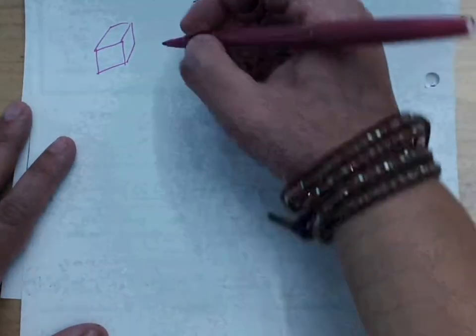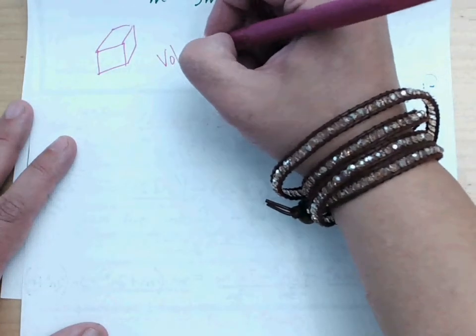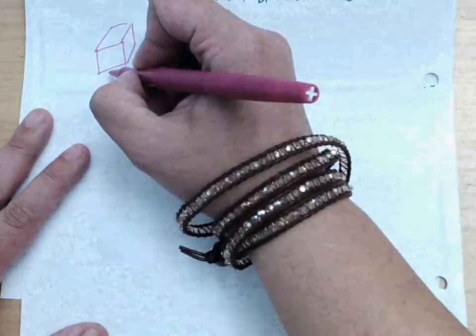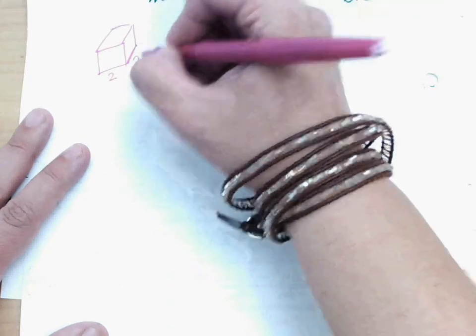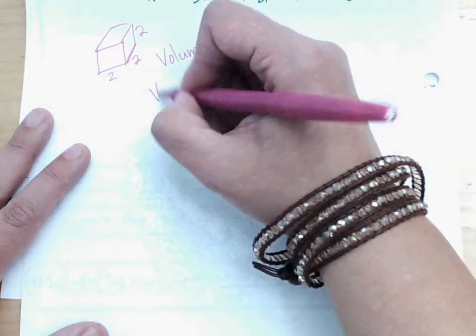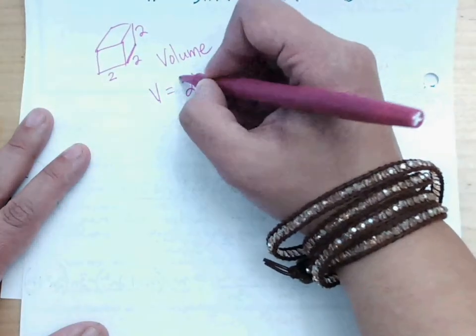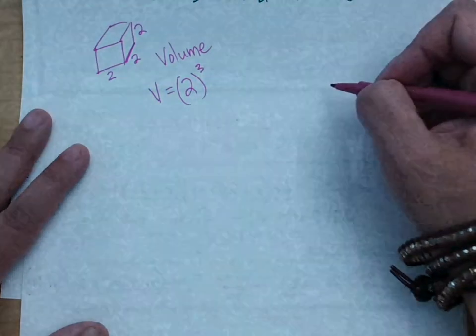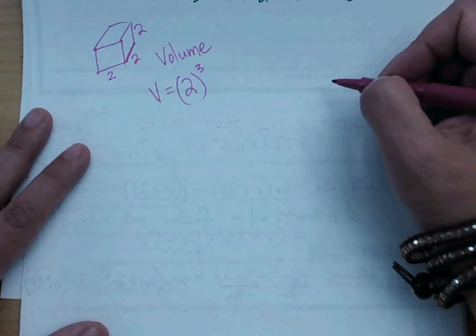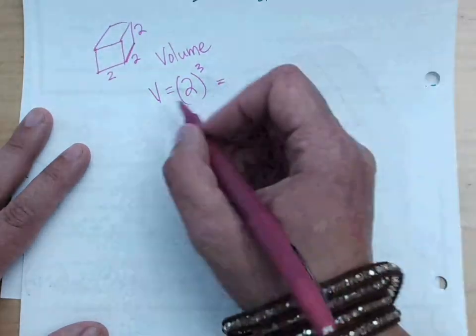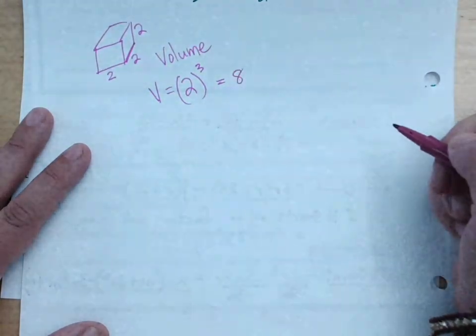Now, when we find the volume of a cube, let's say a cube has all sides the same. So if the width is 2, the length is 2, the height is 2, the volume is going to be 2 to the third power. That's why you hear about volume. Volume is cubic, right? It's how many cubes fit into something. The volume here would be 8.